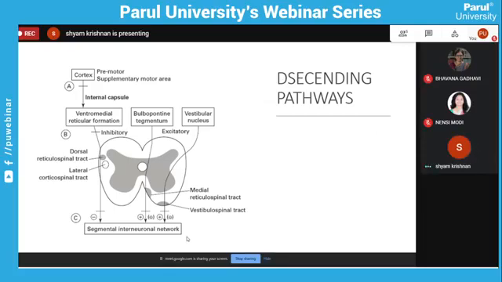The inhibitory effect essentially comes through the lateral cortical, through the reticulospinal tract. The reticulospinal tract essentially produces an inhibitory effect on the gamma motor neuron system. The facilitatory effect essentially comes from the bulbopontine tegmentum, through the medial reticulospinal tract and the vestibulospinal tract. They are the ones which influence the increased activity of alpha motor neurons.